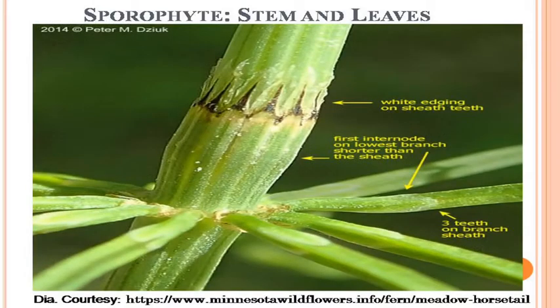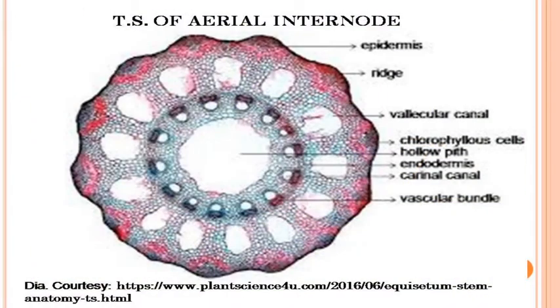In this image we can see the internodal portion and some teeth-like structures which are covering the sheath, also present here in this picture. Now we talk about the anatomy of the Equisetum. First we take the TS of the aerial internode.